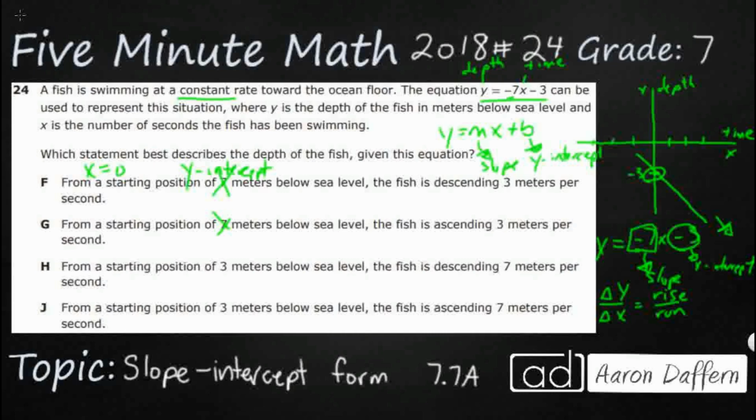So H and J both look good from the starting position of 3 below. Below means negative, right? The fish is ascending or descending. And that's where the negative 7x helps us, lets us know we're going down, or we are descending. Our answer is H.